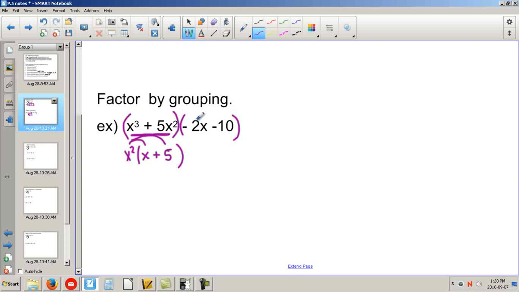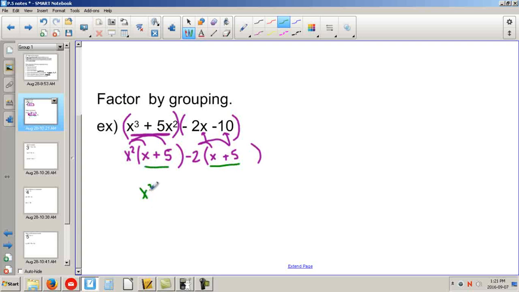The answer is yes. Over here, I look at what do these two have in common? Well, they don't both have x's, but they do both have a negative 2. And it's important that I take the negative and attach that. So I'm going to write minus 2. And I want to say, what would be left behind? Well, negative 2 times x would produce negative 2x, correct? And negative 2 times a positive 5 produces a negative 10.